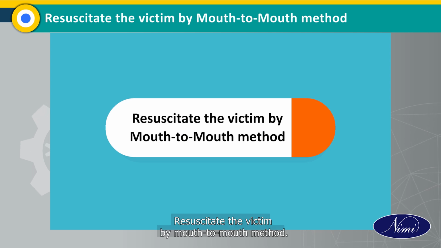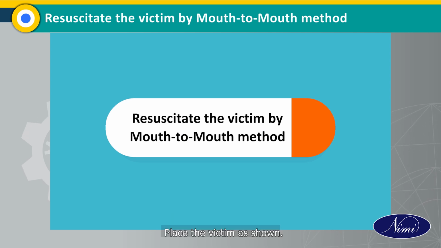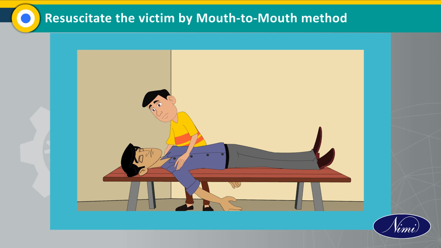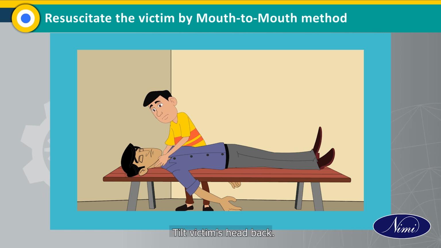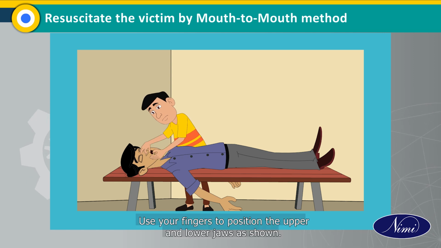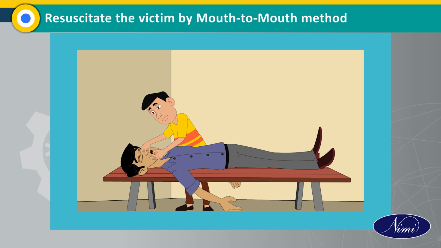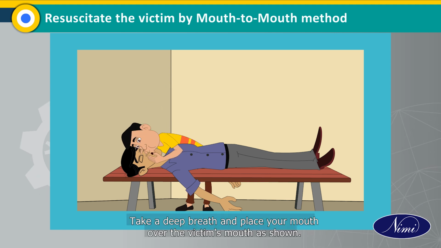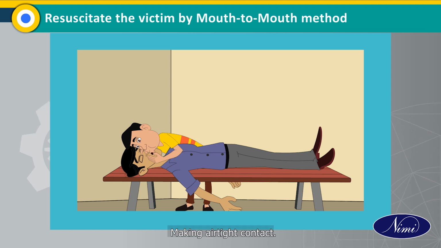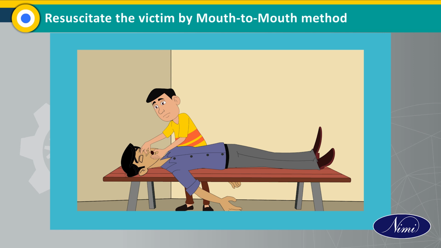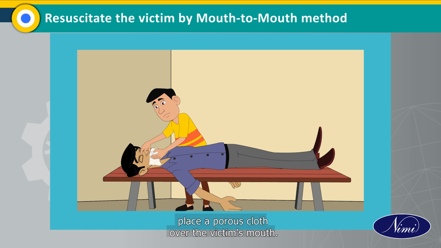Resuscitate the victim by mouth-to-mouth method. Place the victim as shown. Tilt the victim's head back. Use your fingers to position the upper and lower jaws as shown. Take a deep breath and place your mouth over the victim's mouth as shown, making airtight contact. Close the victim's nose. If you dislike direct contact, place a porous cloth over the victim's mouth.